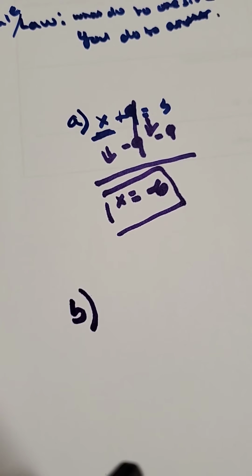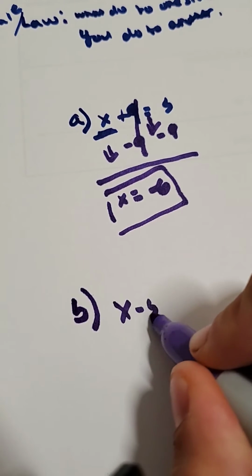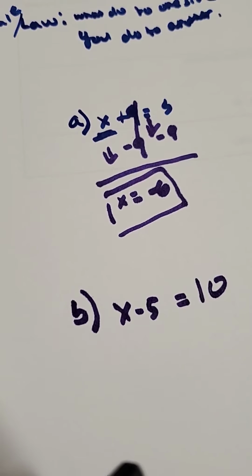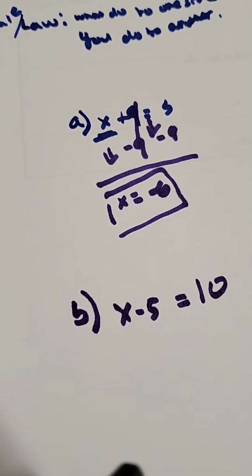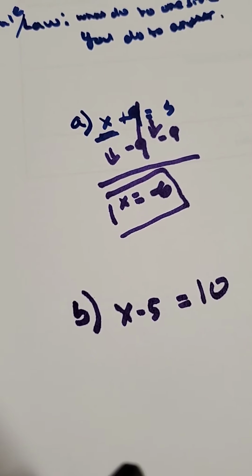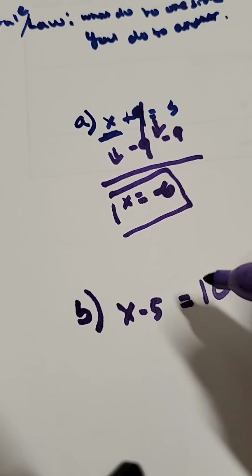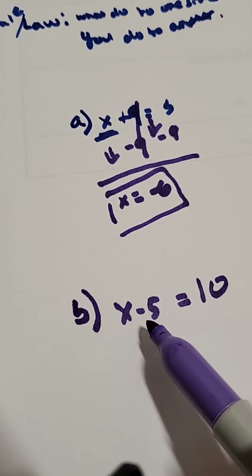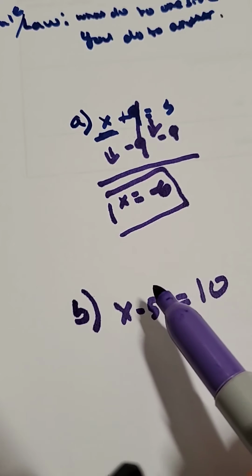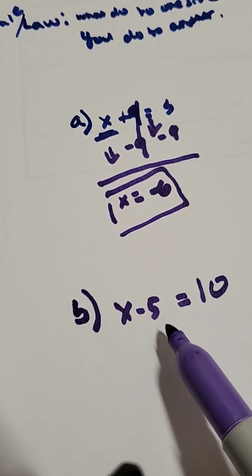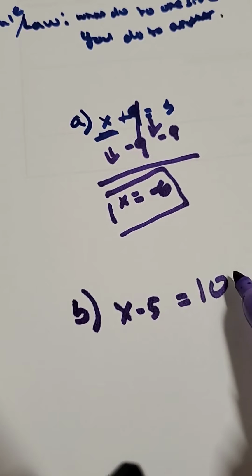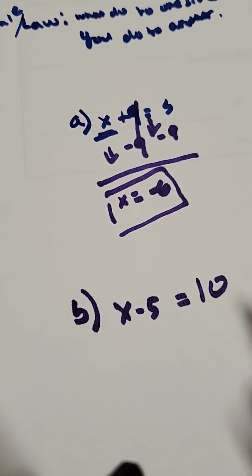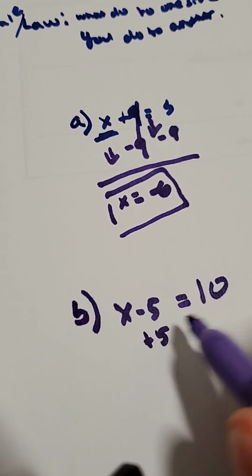So let's do another example. x minus 5 is equal to 10. Similar case: it's a single variable, but we have a minus. We're trying to get this variable by itself, but there's a subtraction, a minus 5. We want to move this 5 to this side, and the only way we can do that is by adding. So we add 5 to both sides.